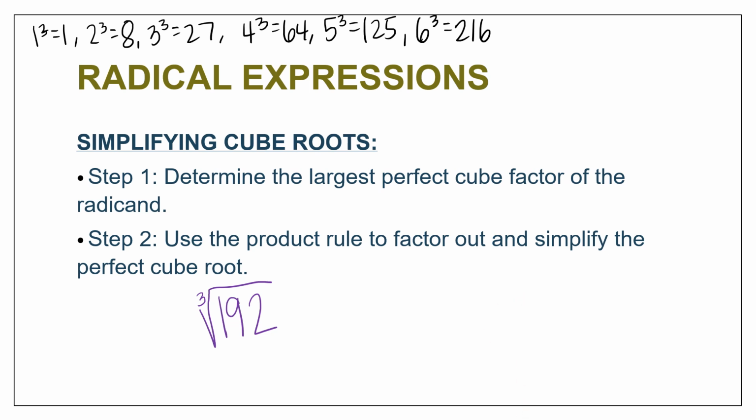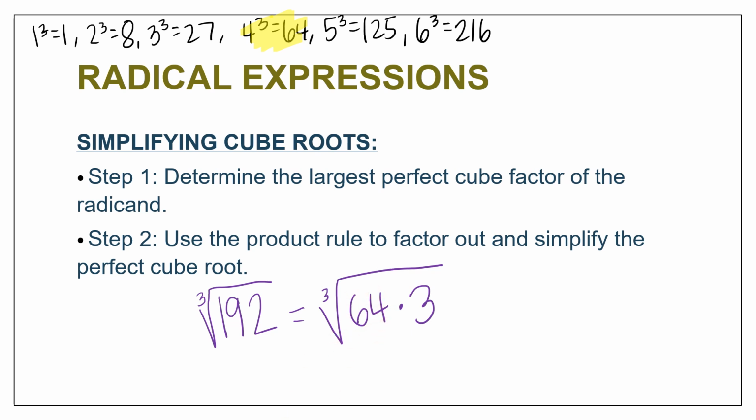So 192 can be written, again just copying over that cube root, as 64 times 3. I know I mentioned this in the lecture video, but just to reiterate, I always write the perfect square or the perfect cube first. It's not wrong to write it as 3 times 64, but it makes the next step easier if you put the perfect square or perfect cube first.